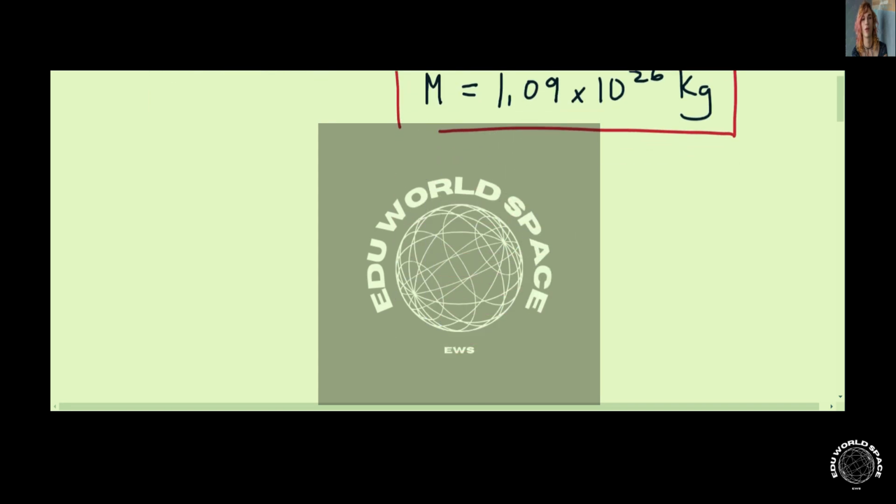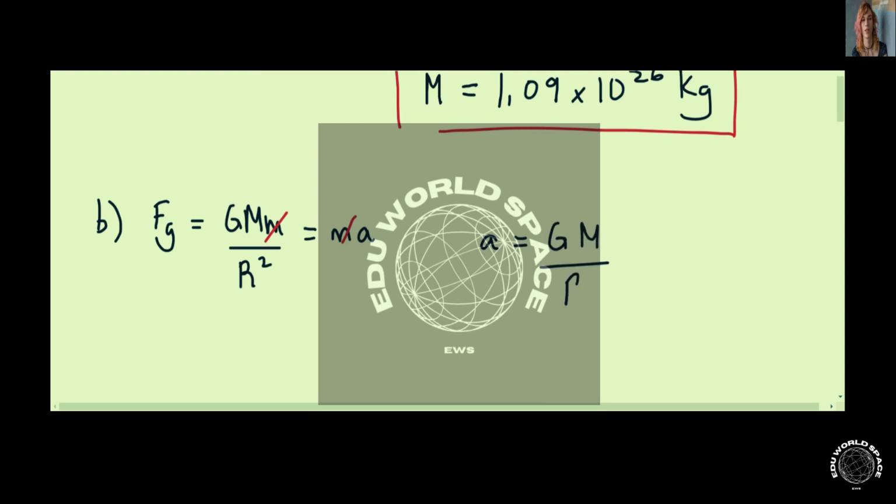In part B, we are asked to calculate the magnitude of Miranda's acceleration due to its orbital motion about Uranus. So we know that the gravitational force on Miranda is going to be GMm over r squared. But we also know that force is equal to mass times acceleration. And so this gives us a formula for acceleration. Acceleration is GM over r squared.